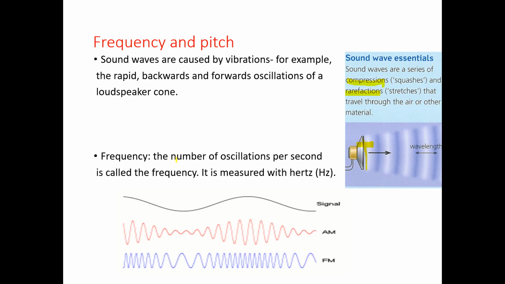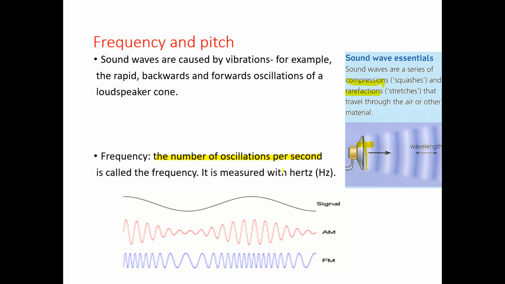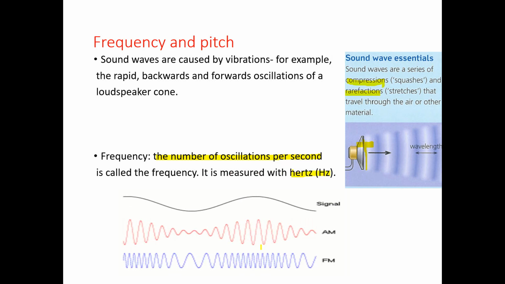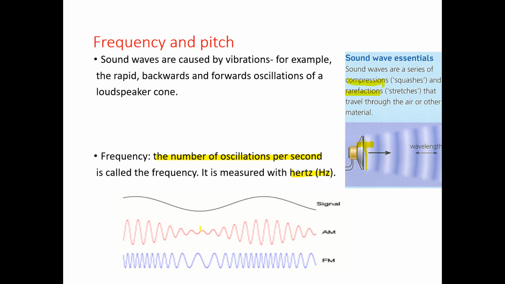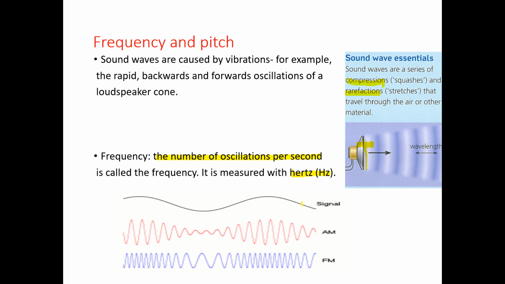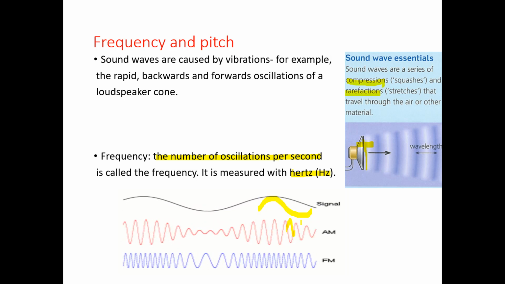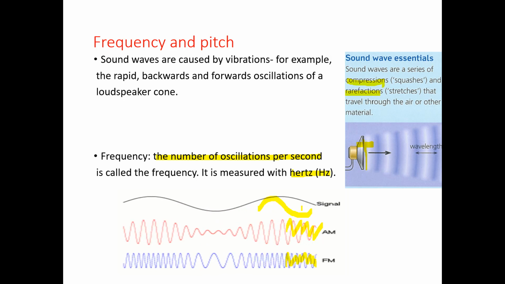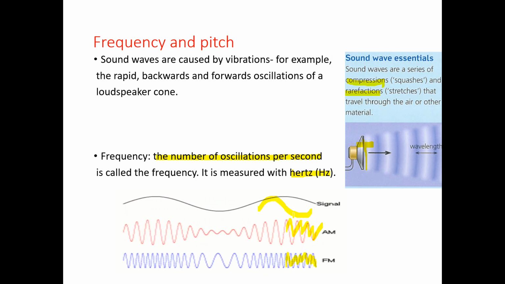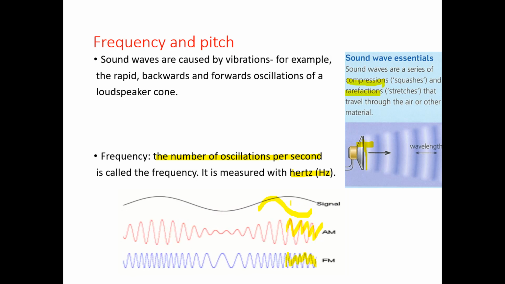Frequency, what is it? It's the number of oscillations per second. It's called frequency. It's measured in hertz. Here, as you can see, we have three different waves. They differ from each other by their frequency. If you focus, here it's one wave, here it's making more waves, and here it's more. So the difference among these three waves is their frequency. They differ by their frequency.